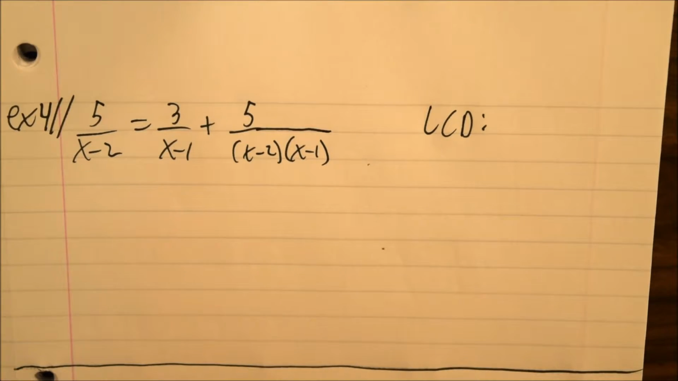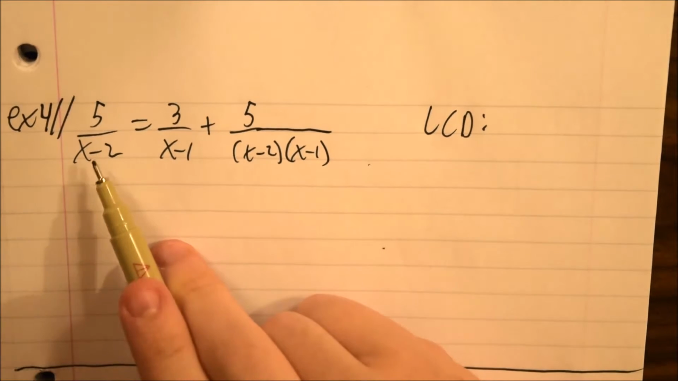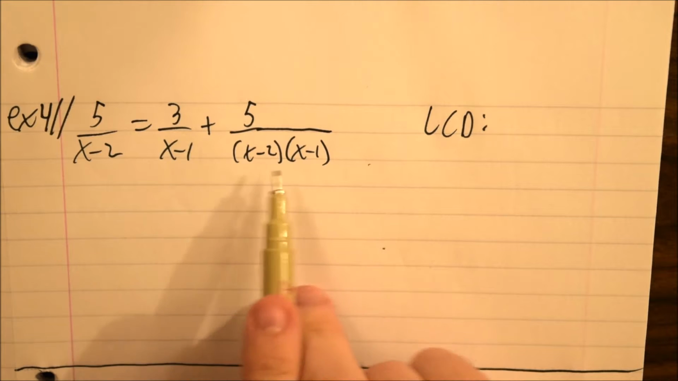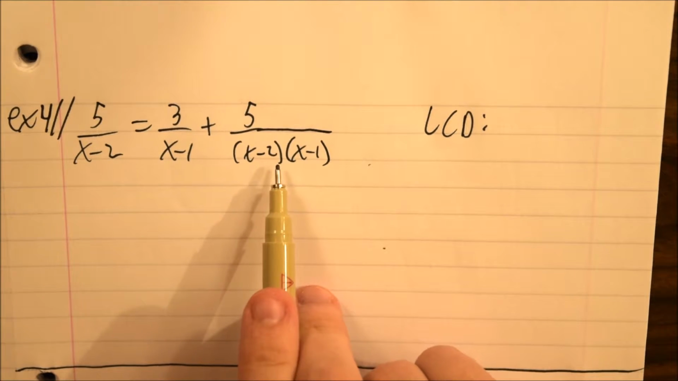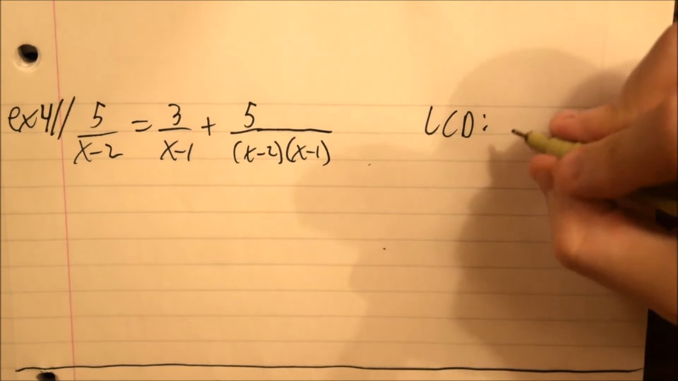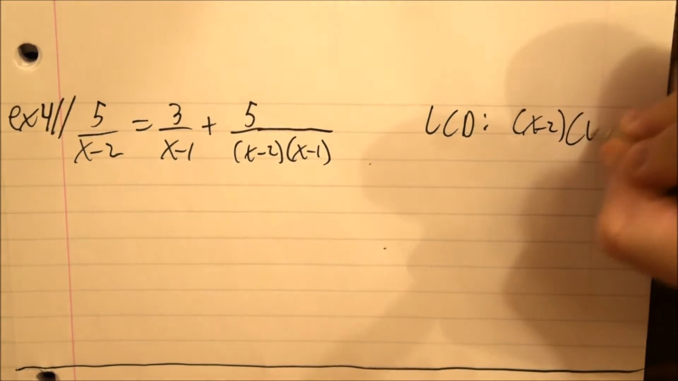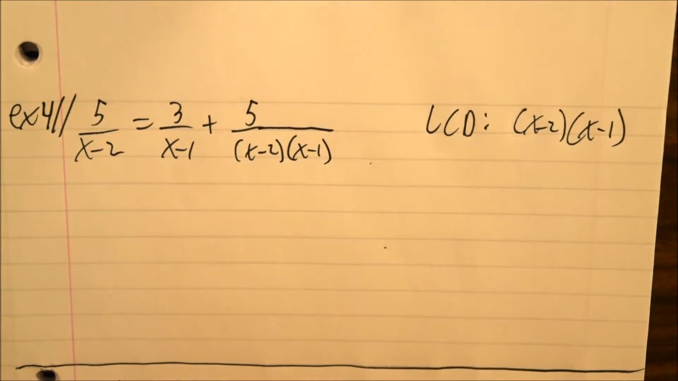Now, a way to do that with numbers is just to take the product of whatever is on the bottom, right? If I have something over 7 plus something over 3, the LCD is 21. And how did I get that? I just multiply the 7 and 3 together. So I have an x minus 2 and an x minus 1. If I take their product, oh look, I get this denominator over here. And so I can say the LCD of this equation is x minus 2 times x minus 1.